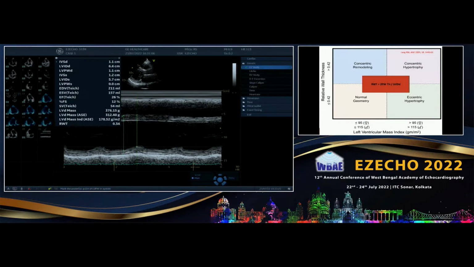So what is important is that when it goes above 0.42, that means you have LV cavity dilatation because the denominator is increasing, correct? While when you are less than 0.42, that means your numerator is increasing. That means the thickness is at the expense of the cavity dimension.